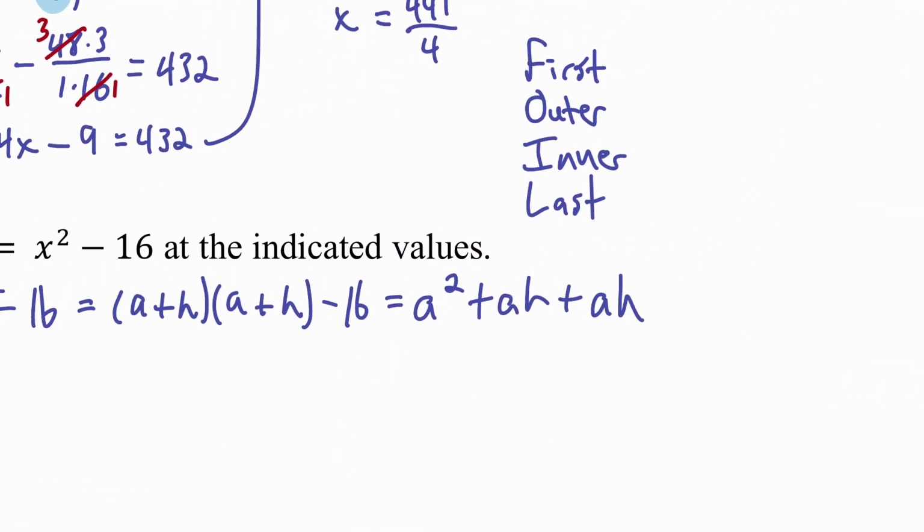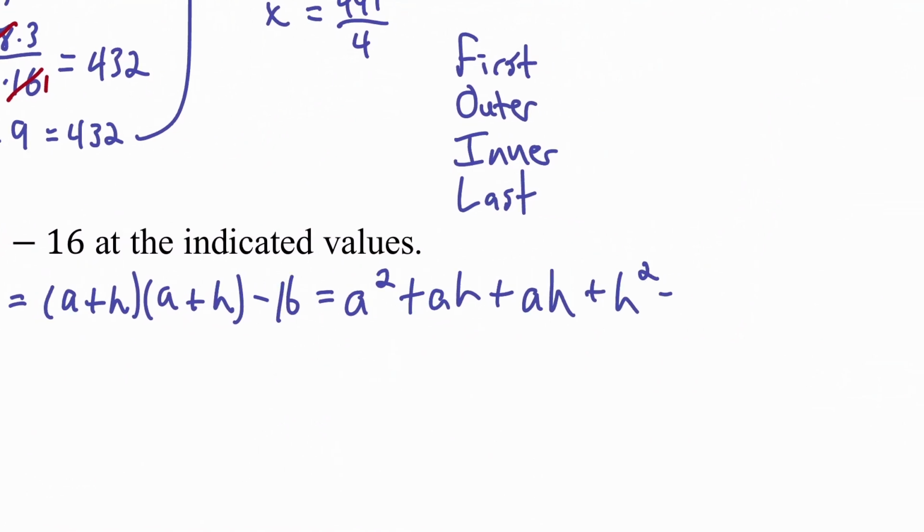And then last. The last means in each group, each parenthetical chunk, take the last thing, multiply those two together. So h times h makes h squared. If you find that this is a little bit hard to follow, there's a technique called the box method, which I'll show in a second, that you can use. But we'll get to that in a second.